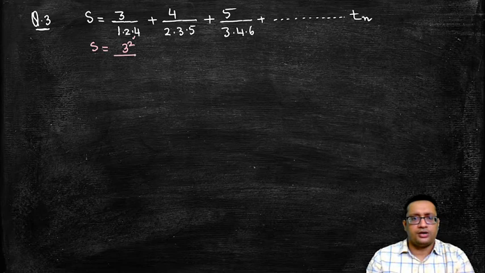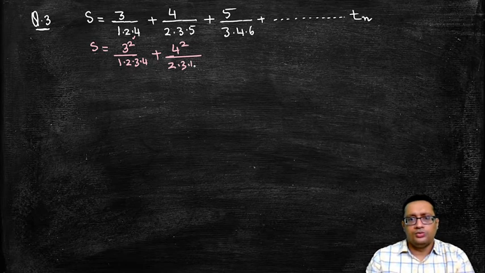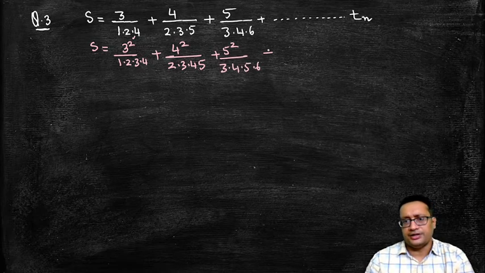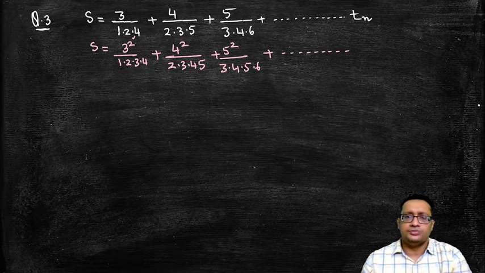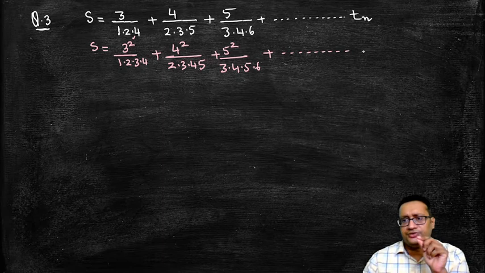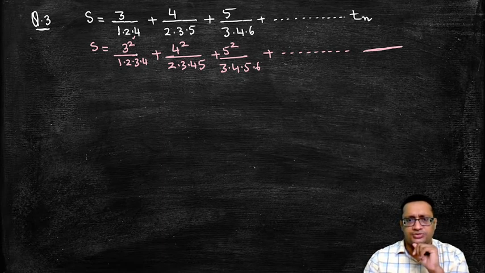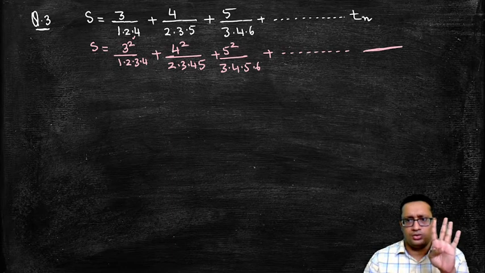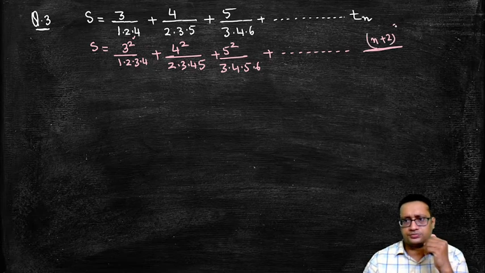This becomes 3 square, 1, 2, 3, 4. This becomes 4 square, and it becomes 2, 3, 4, 5. This becomes 5 square, 3, 4, 5, 6. Let's write here the nth term. What is the nth term? See here, first in the numerator is 3, second term is 4, third term is 5, meaning it increases by 1. So the nth term will be n plus 2 whole square.